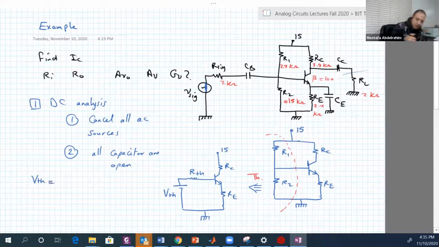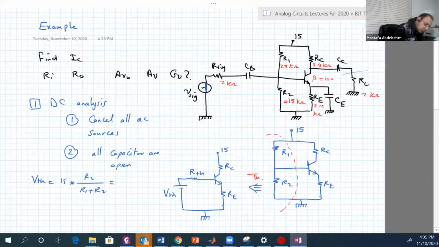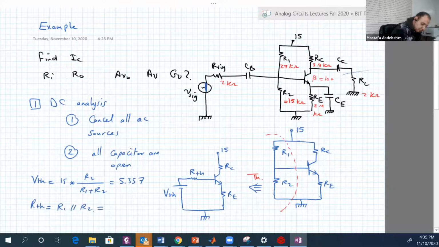V7 is equal to, if you review the previous lectures, we did this many times. V7 is 15 multiplied by R2 over R1 plus R2. If we substitute, this is 5.357 volt. R7 is equal to R1 parallel R2, so this will be 9.642 kilo ohms. Good.